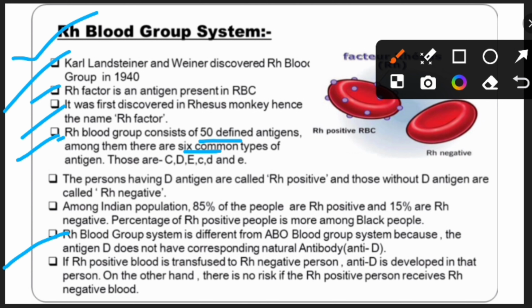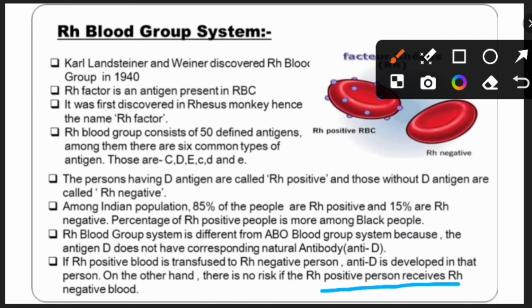In the next point, the Rh blood group system is different from the ABO blood group system because antigen D does not have a corresponding natural antibody. So if Rh positive blood is transfused to an Rh negative person, anti-D is developed in that person. On the other hand, there is no risk if an Rh positive person receives Rh negative blood, because in Rh negative blood there is no Rh factor present.